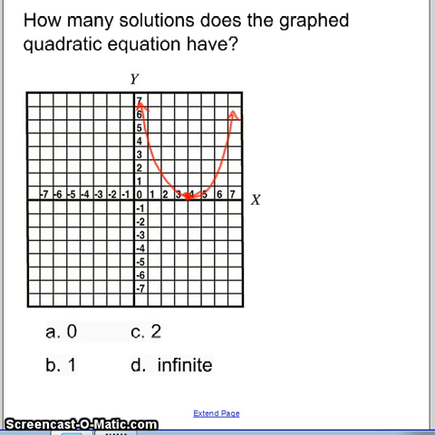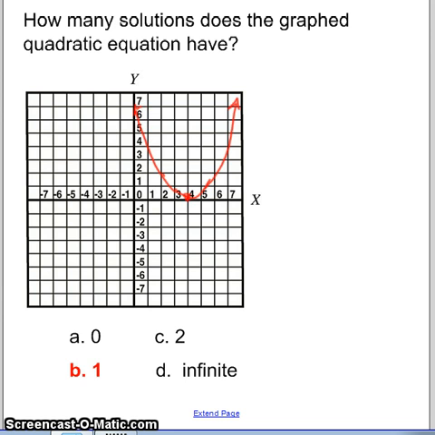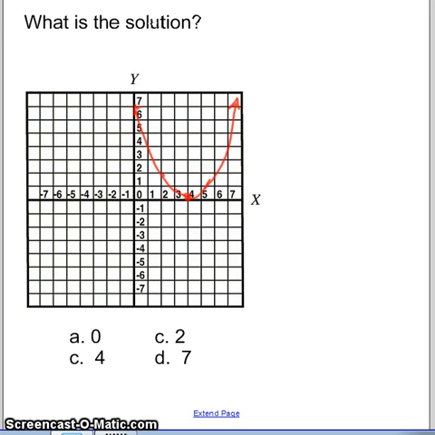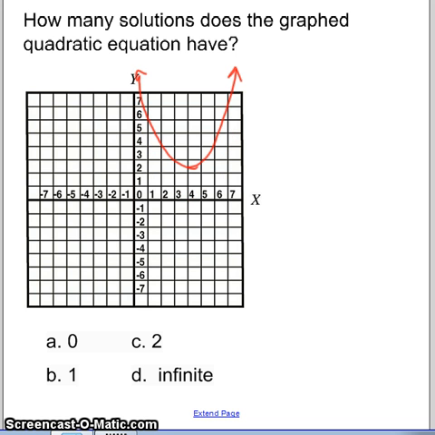We can do the same thing for this one. You're asked to tell how many solutions this quadratic equation has. Since it only touches the x-axis once right here, this quadratic equation has 1 solution. If you're asked to tell what the solution is, then you have to read the number on the x-axis where it touches it. It touches the x-axis at 4, so the solution to that equation is 4.